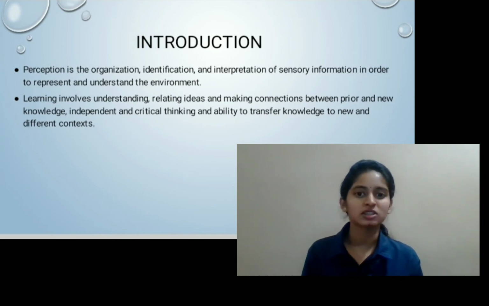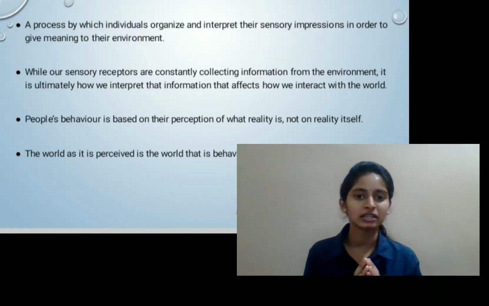Introduction. Perception is the organization, identification, and interpretation of sensory information in order to represent and understand the environment. Learning involves understanding, relating ideas, and making connections between previous and new knowledge. Independent and critical thinking and the ability to transfer knowledge to new situations.